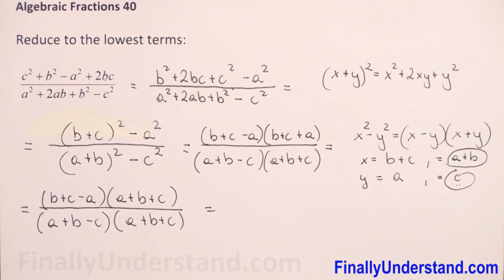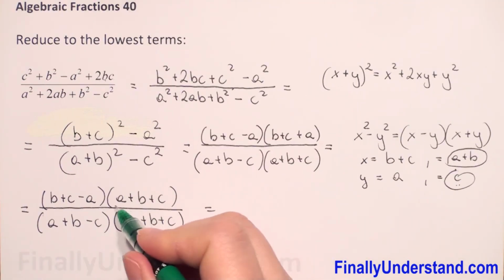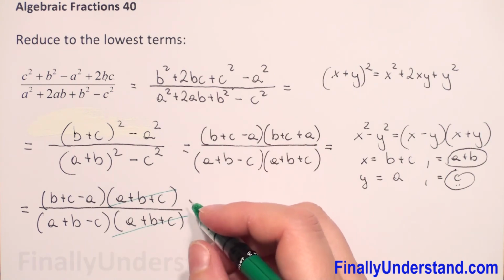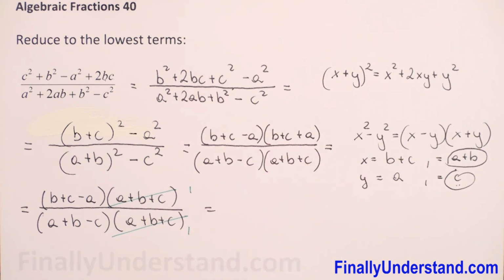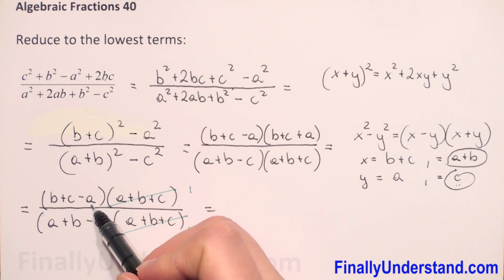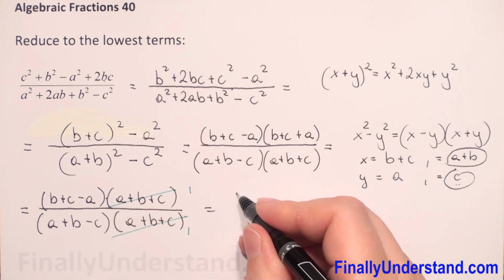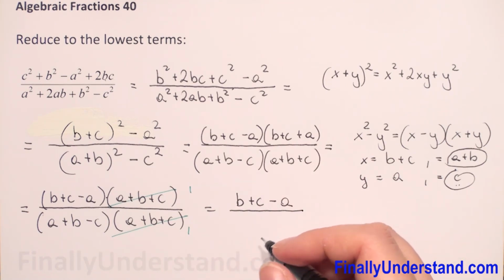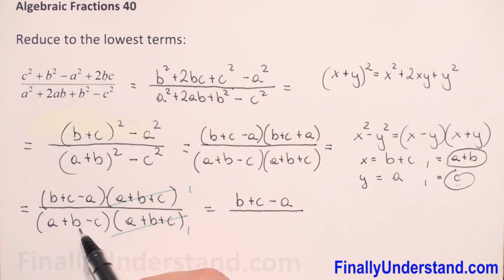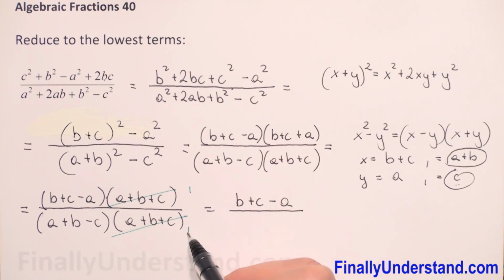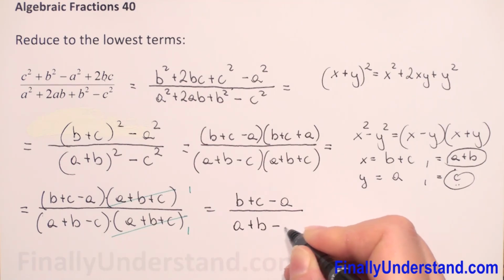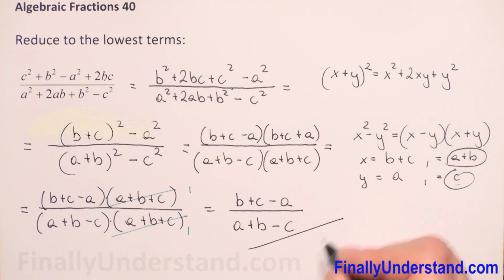Now we have multiplication, with the same expression in parentheses, so we can reduce: a plus b plus c divided by a plus b plus c is 1. So we have b plus c minus a times 1 is b plus c minus a. When we multiply by 1, it doesn't change anything, and a plus b minus c times 1, because we have multiplication here, is a plus b minus c. This is my solution.